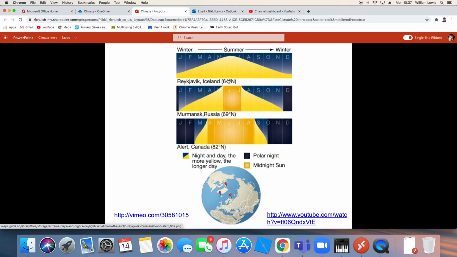Reykjavik, which is quite far north, but not at the poles, you can see that they have really long nights and really long days. But let's look at Alert in Canada, which is a military base, I believe. From the middle of quite early April till very early September, it's constant daylight. From the middle of October to the end of February, it's dark. It's really, really extreme. And even that is not quite at 90 degrees. It's not quite at the poles.